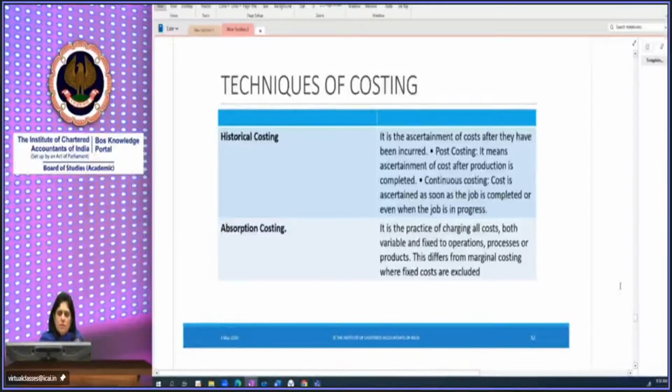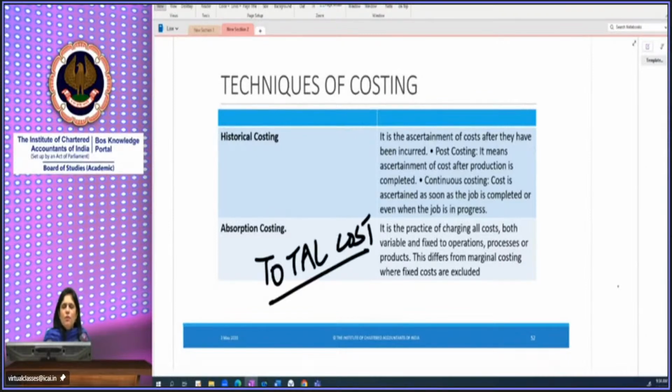So historical costing, absorption costing, when we take the total cost method, total cost. We don't split into fixed and variable, we take total cost. So that is absorption costing. So I think that's enough for today. I hope you've got an idea of what the introduction of cost and management accounting is all about.